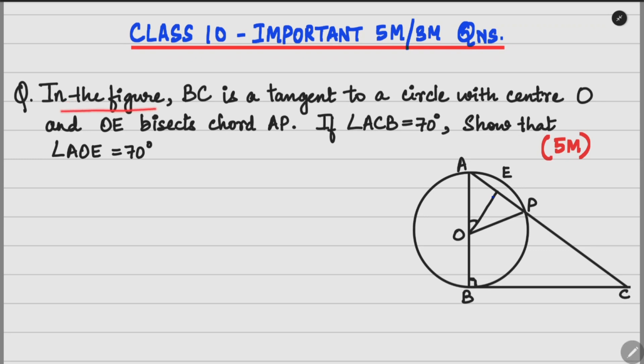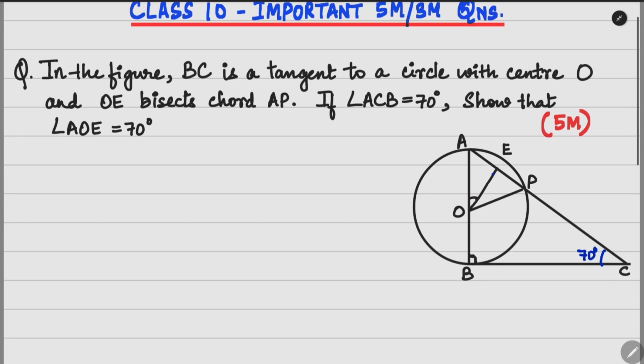You're given in the figure BC is the tangent to a circle with center O. OE bisects the chord AP. You are also given angle ACB is 70 degree. You have to show that angle AOE, this angle, is equal to 70. You have to just show it. It's a 5 mark question.